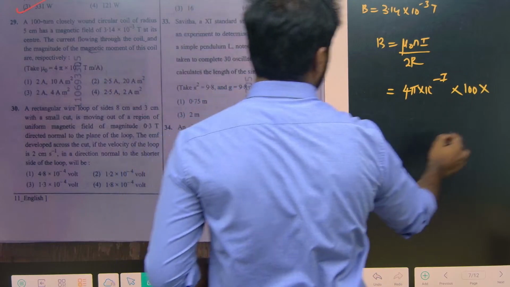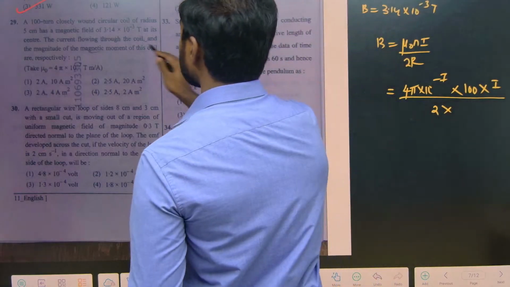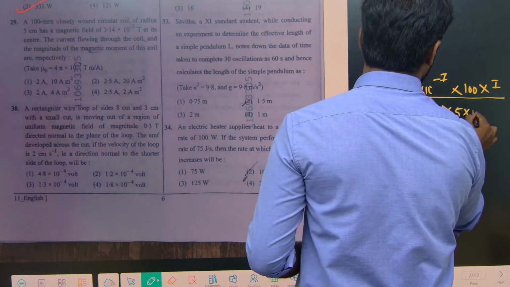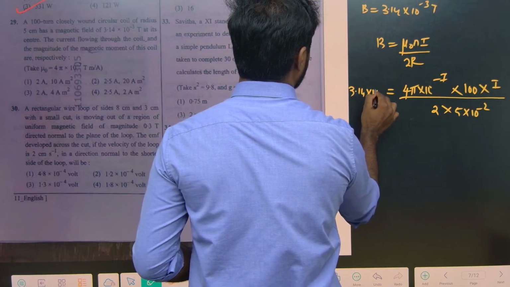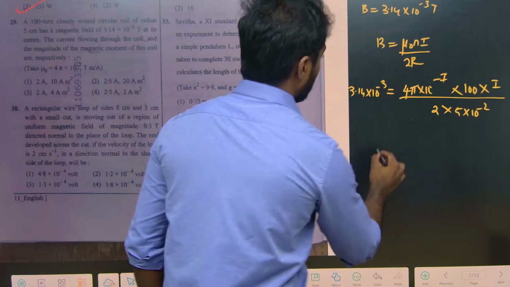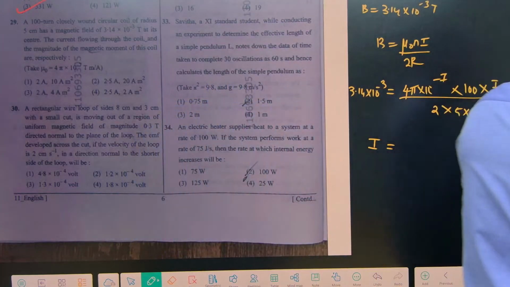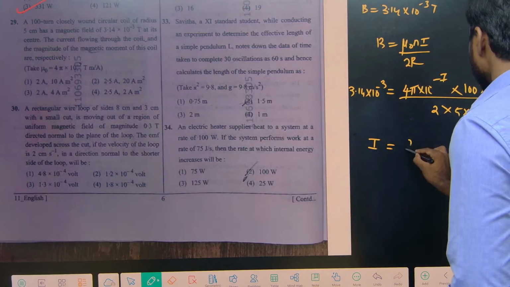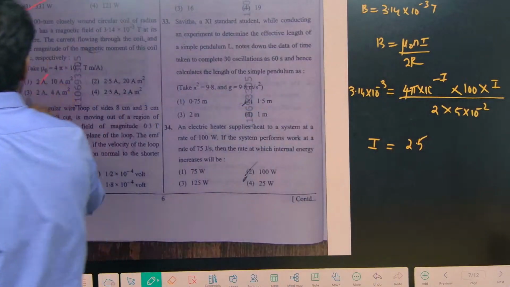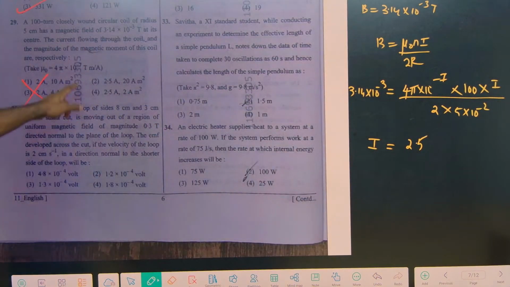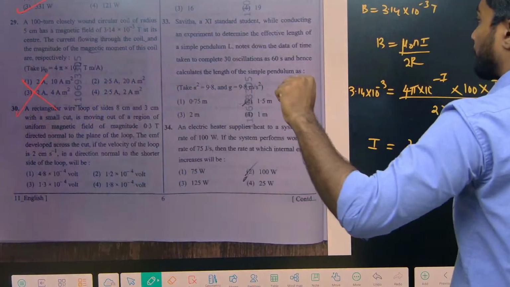I need to find out the current. I divided by 2 times 5 centimeter, so 5 into 10 power minus 2 meter, equals 3.14 into 10 power minus 3. From this I get the I value as 2.5 ampere. So I can neglect options 1 and 3, and focus on 2 and 4 now. The next one they are asking is the magnetic moment of this coil.